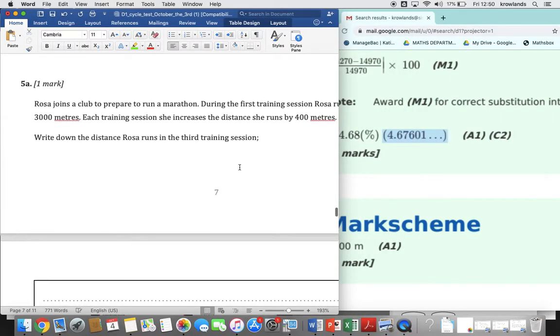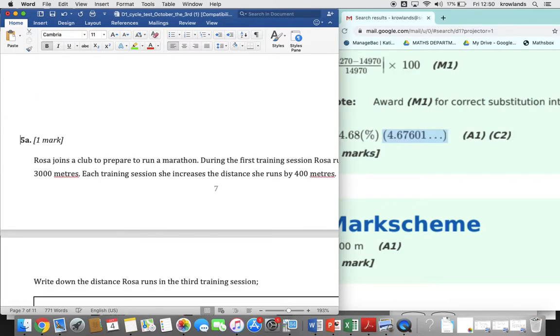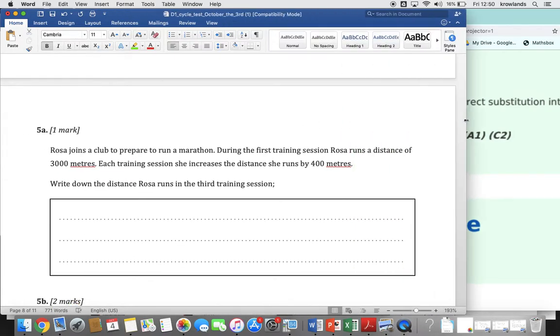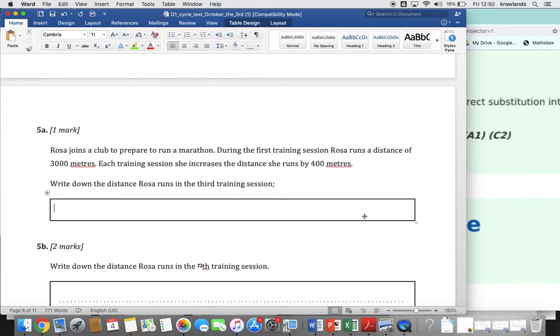Going on to 5A. Rosa joining a club. I was very disappointed about how well this was answered. This is a basic question, and some of you couldn't interpret the question. Rosa joins a club to prepare to run a marathon. During the first training session, Rosa runs a distance of 3,000 metres.